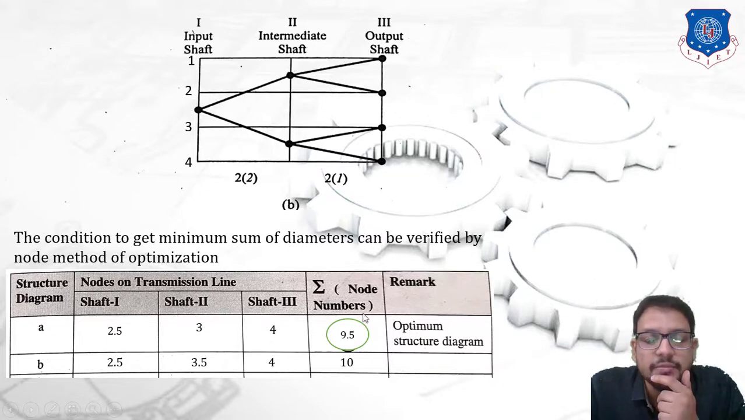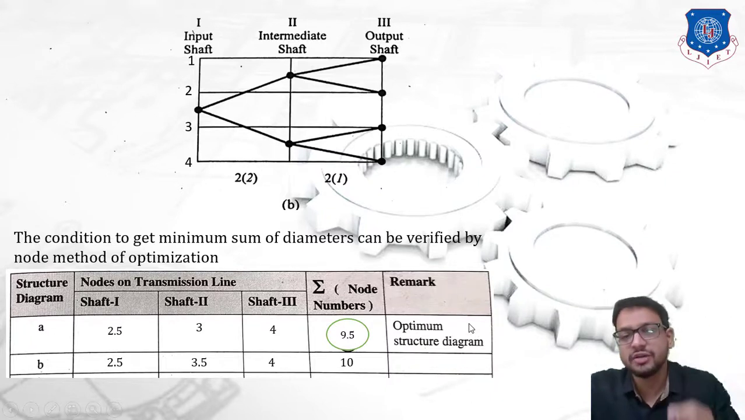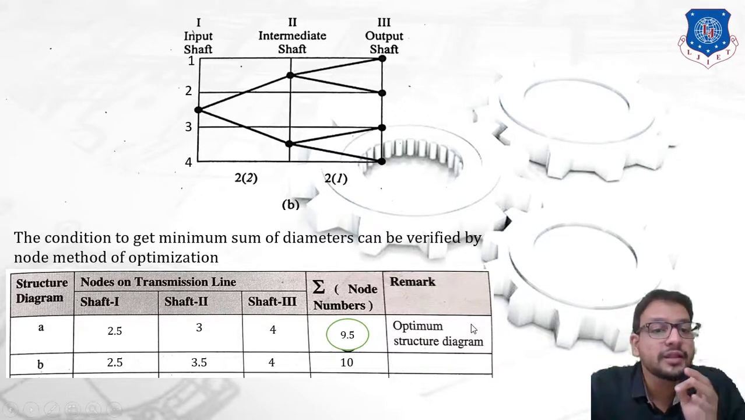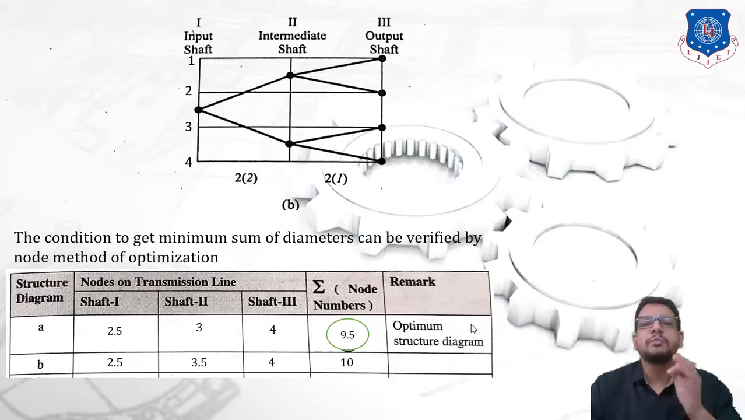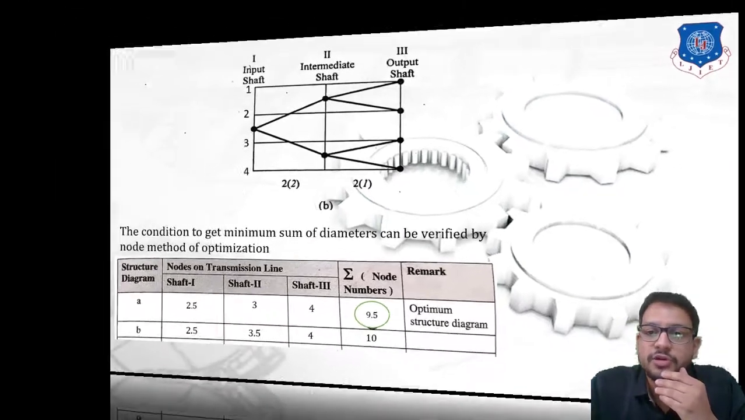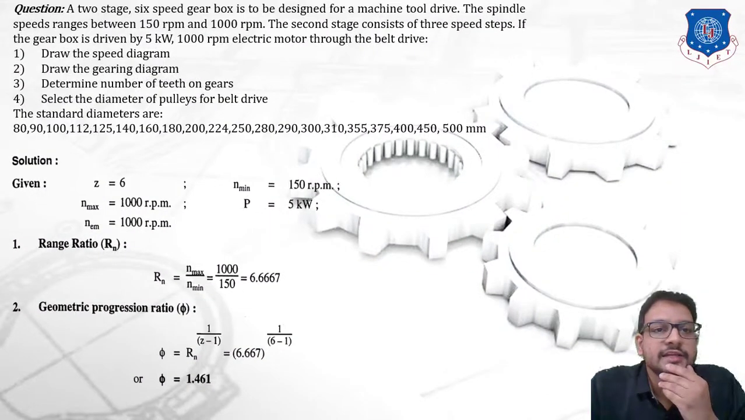So which has a minimum summation of nodes? We would say the first diagram has a minimum summation of nodes, so it is representing an optimum structural diagram. This is how we need to use the node method of optimization in order to get a minimum sum of diameters. Okay guys, I hope that you are clear with this numerical. Now let us proceed further. Let us see the next question.